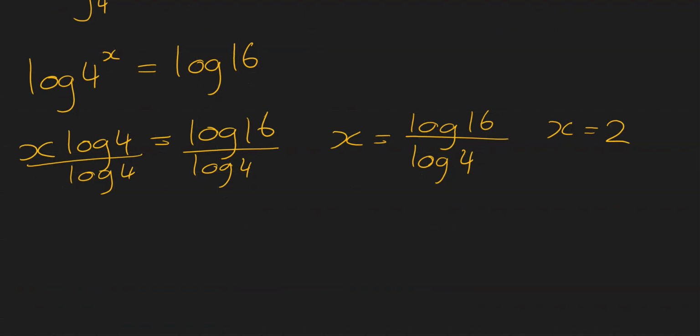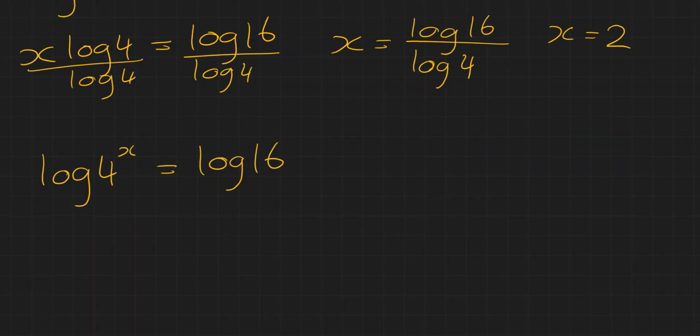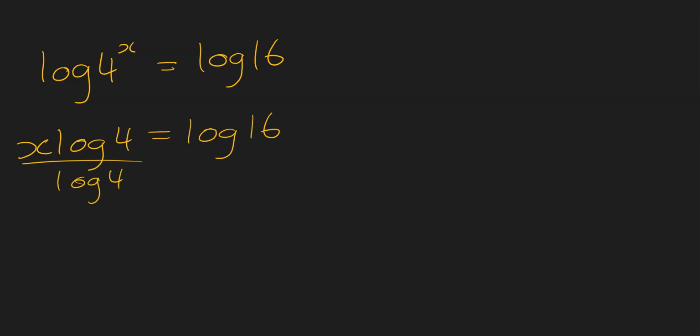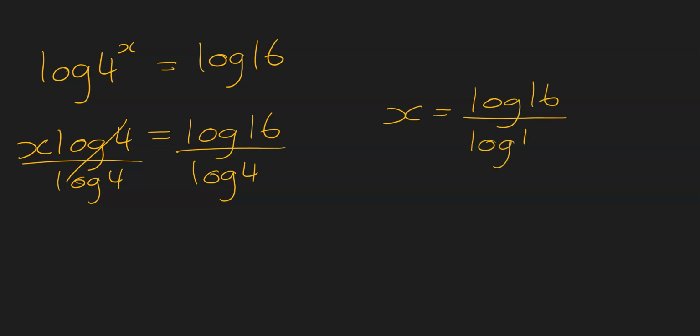So we'll go back to this step right here, just this part over here, and I'll rewrite that over there. So log of 4 to the power of x equals log of 16. Now, you can obviously apply log rules over here and go x log of 4 equals log of 16. And you can obviously divide this by log of 4, and you divide this side by log of 4. So you get x equals log of 16 over log of 4.